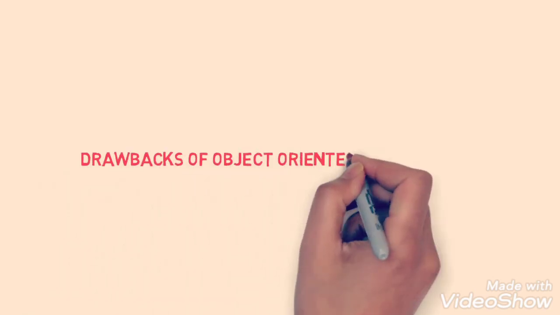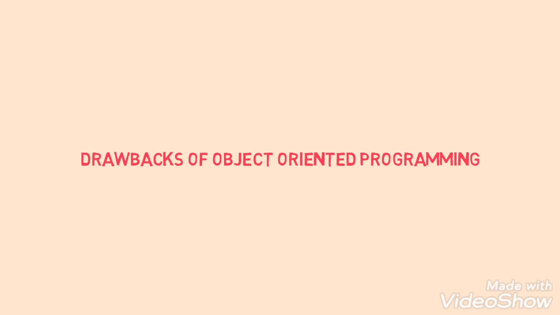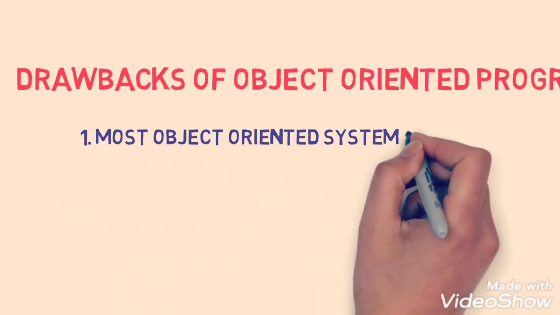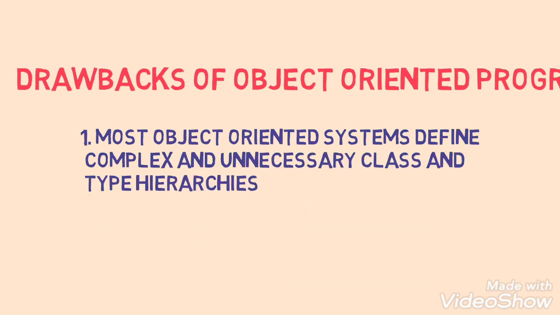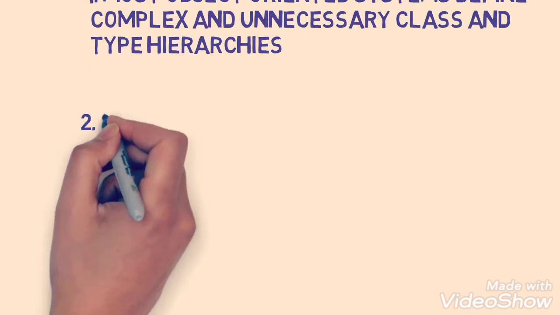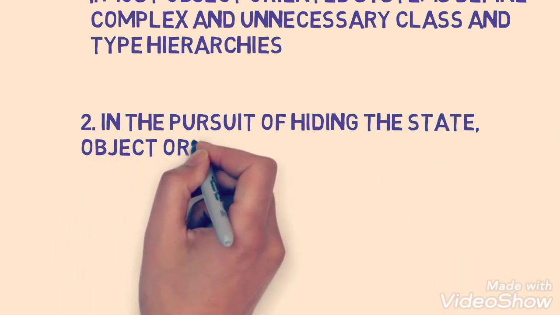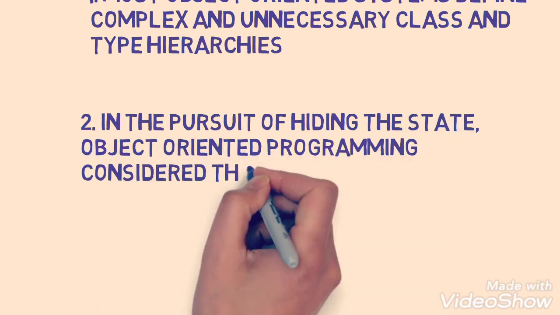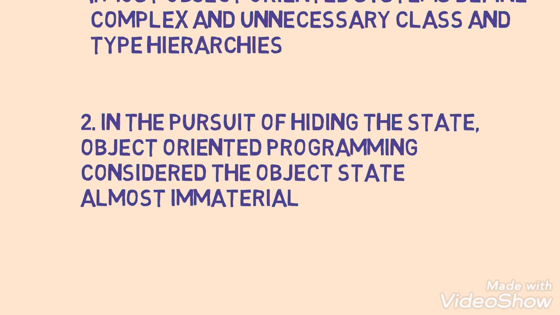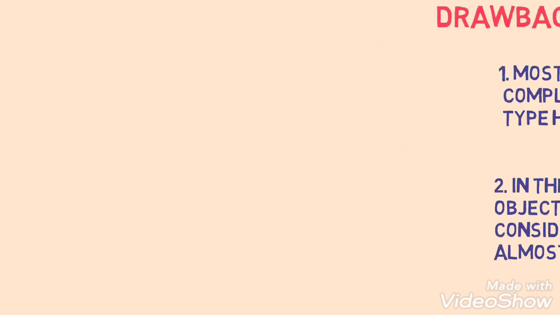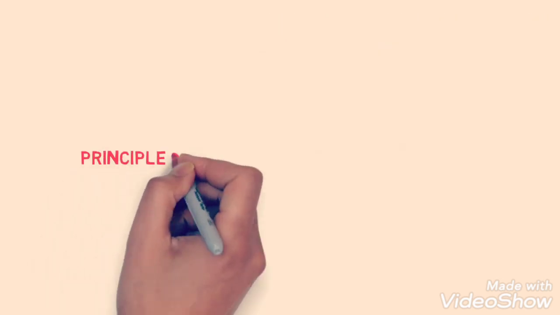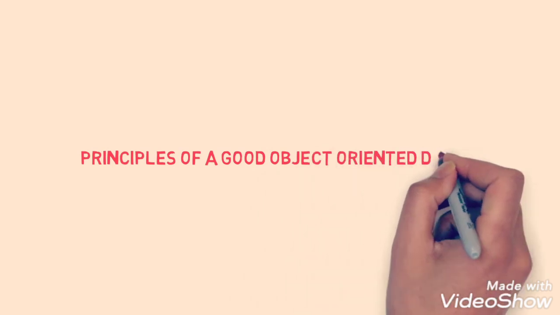Drawbacks of object-oriented programming. Now, the first one is most object-oriented programming systems define complex and unnecessary class and type hierarchies. And the second one is in the pursuit of hiding the state, object-oriented programming considered the object state almost immaterial. Alright, the next one is principles of a good object-oriented design.